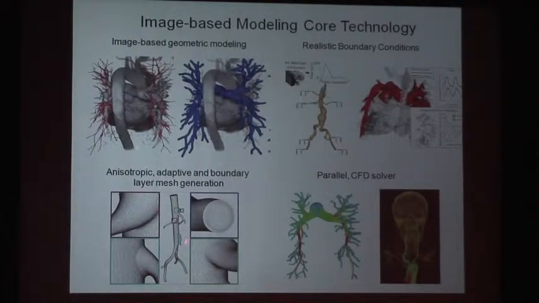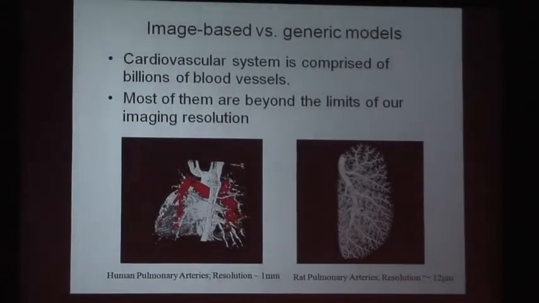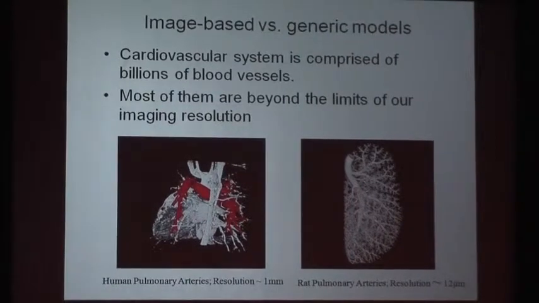Discretization: we often have long tubular structures, and we've had to develop boundary layer mesh generation strategies and adaptive mesh generation strategies that are appropriate. And then these are often very big problems, the pulsatile flow through these types of systems, and we develop parallel CFD solvers.